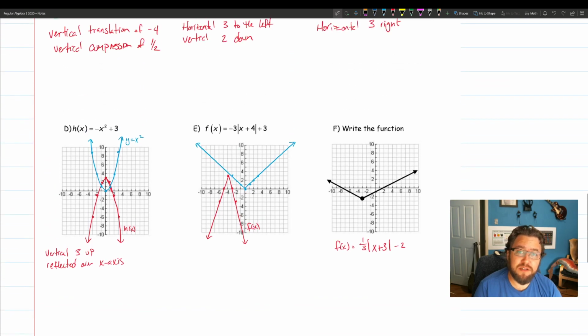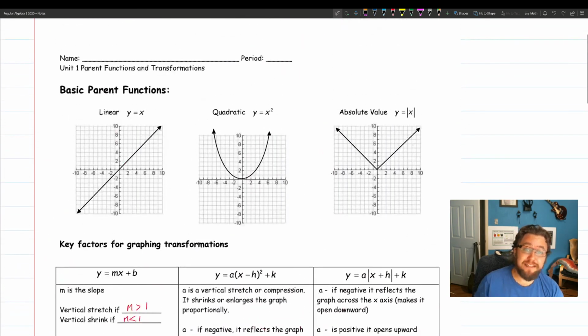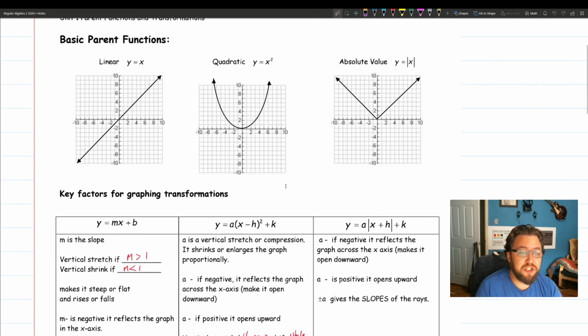That's really all there is to identifying. Number one, identifying your parent function: linear, straight line; quadratic, that parabola, that U shape. Absolute value is going to be the V. And our transformations generally involve A, H, and K for quadratics, absolute values, cubics, any kind of polynomial equation. And then for a linear equation, y equals mx plus b, with the m and the b being our translations.